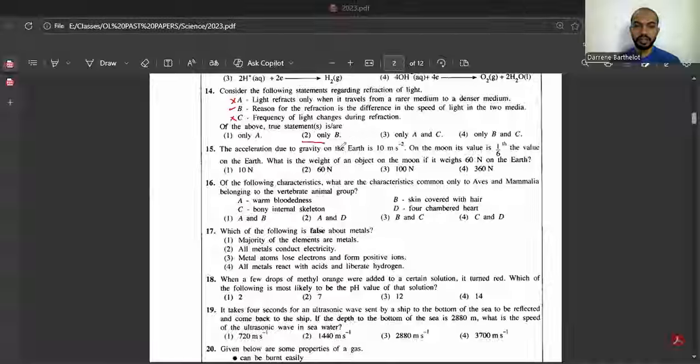Question number 15. Acceleration due to gravity on Earth is 10 m s^-2. On the moon, its value is 1/6 the value on Earth. They're asking what is the weight of an object on the moon if it weighs 60 newtons on Earth. Let's say weight is equal to mg. Here they have said the gravitational acceleration on the moon is 1/6 the value on Earth, which means you can just multiply the value obtained on Earth by 1/6. So here you have 60 newtons weight, so you can just multiply by 1/6. So 60 times 1/6 will give you 10 newtons.